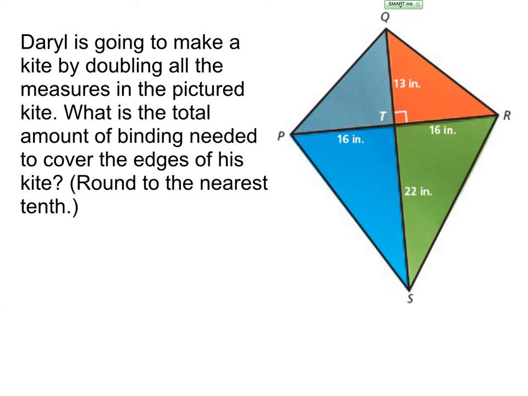We do want to double the measurements. So we're going to make it twice as big. So this we're going to use as 26. This as 32. Second period we forgot to do this. 44, 32. Okay, so we've doubled everything to make it twice as big. Now let's figure out what the perimeter is. Pythagorean theorem to find the sides.